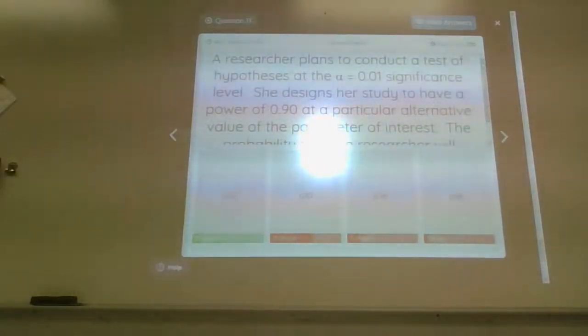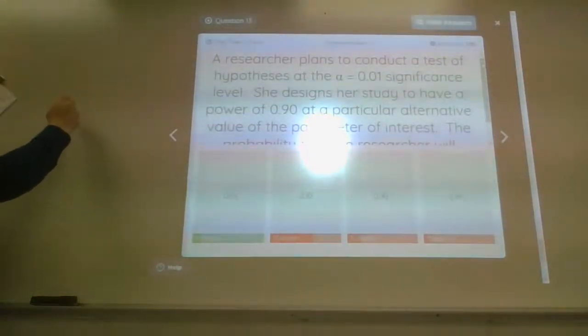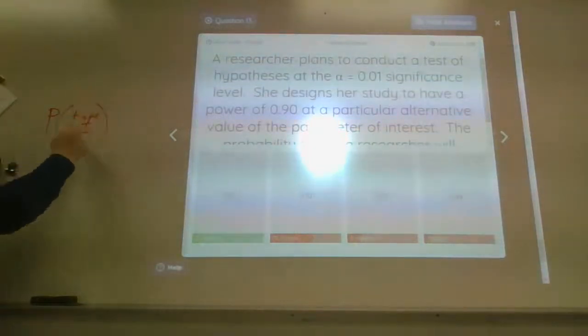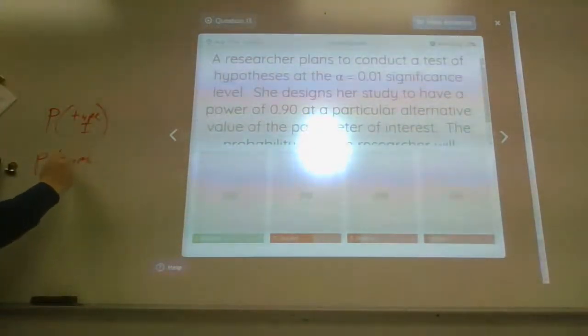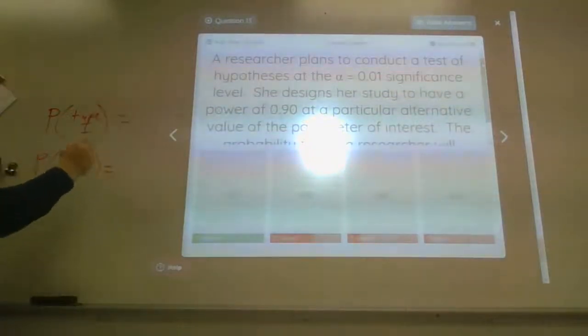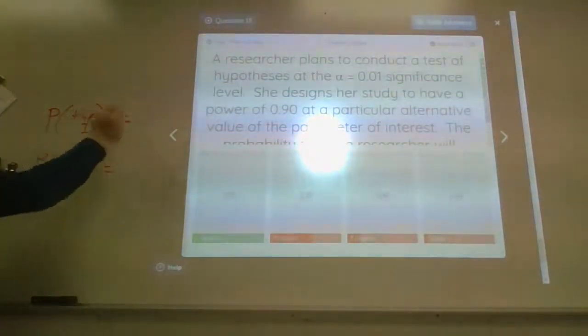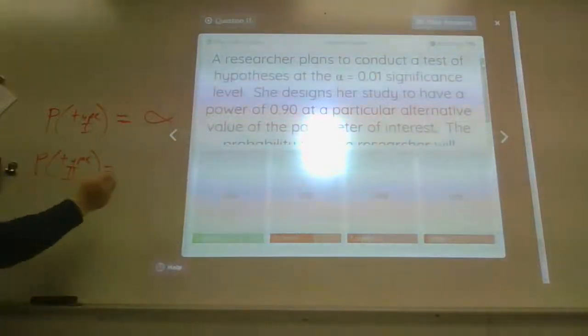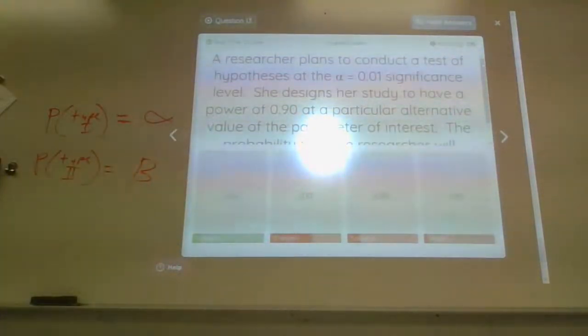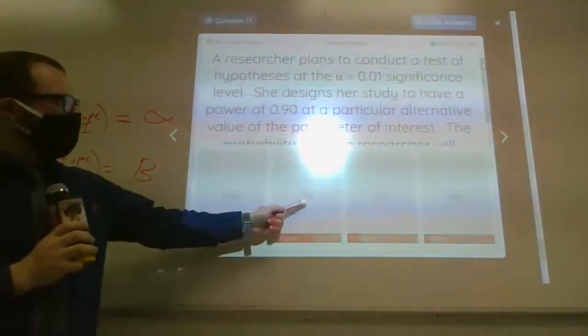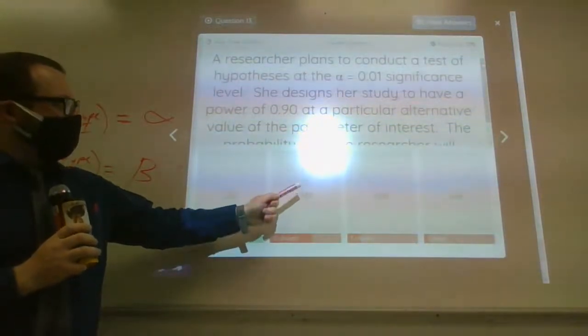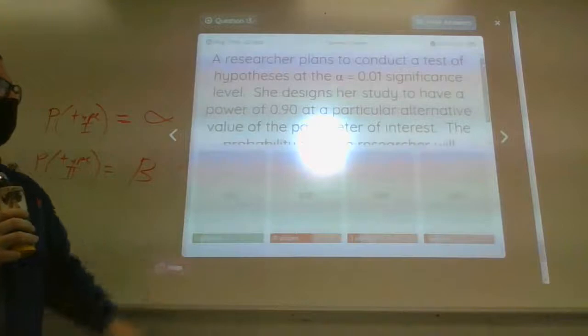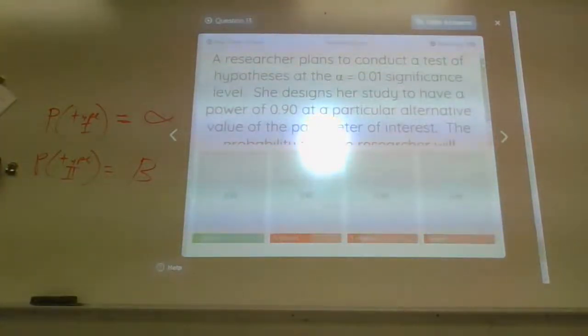Now, this goes back to a previous definition that we've talked about in the past, but the probability of committing a type 1 error and the probability of committing a type 2 error are very much related to each other. The probability of making a type 1 is alpha and the probability of making a type 2 is beta. So 10 of you chose 0.10, but keep in mind there was a 10% chance of making a type 2 error. This question wanted to know the probability of making a type 1 error. That's interesting.